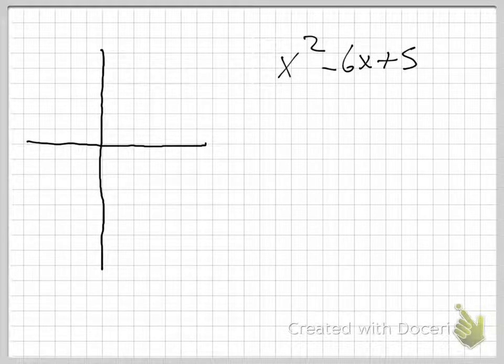Let's graph it. So, first thing to do, remember when you set x equal to 0, you'll get the y-intercept. So if that's 0 and that's 0, can you see the y-intercept is 5? I'll put that there, okay?